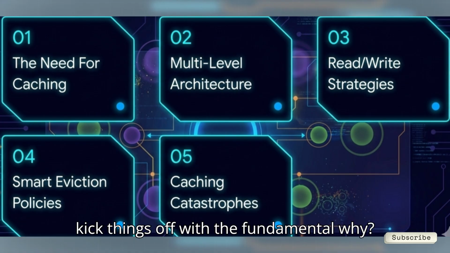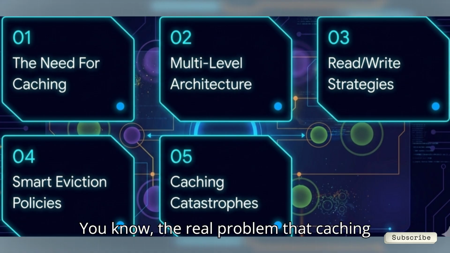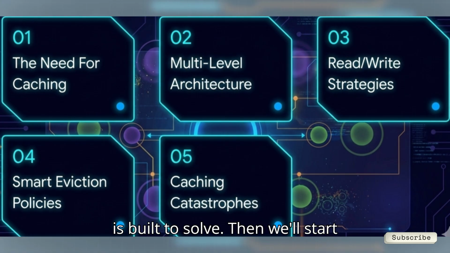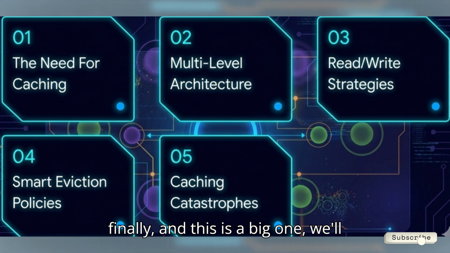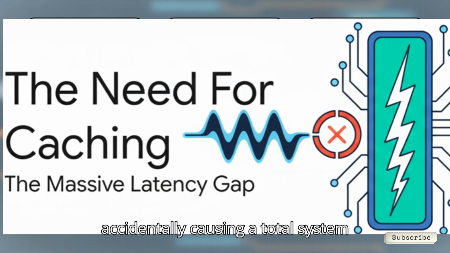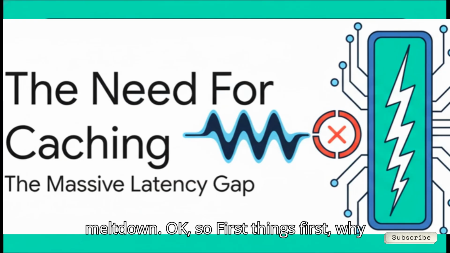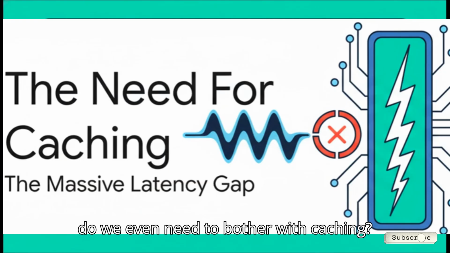So, here's the game plan. We'll kick things off with the fundamental why, the real problem that caching is built to solve. Then we'll start building our solution layer by layer. We'll look at the different read and write strategies, figure out how to be smart about what data we keep, and finally, and this is a big one, we'll learn how to stop our cache from accidentally causing a total system meltdown.